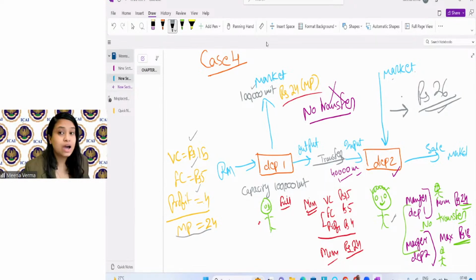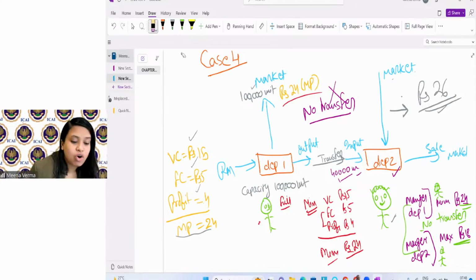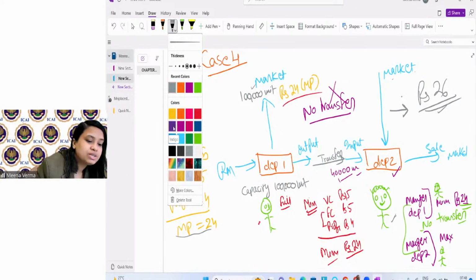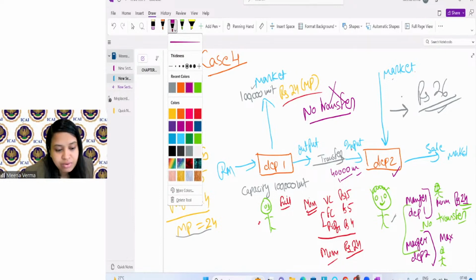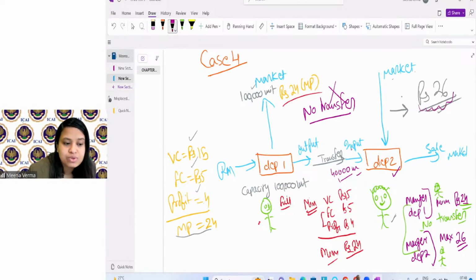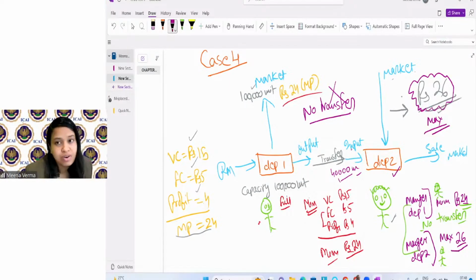Yes, now the transfer will take place. The manager of department 2 will agree to pay a maximum of 26 rupees, because now he can buy the same product from the outside market at rupees 26. So he will pay a maximum of 26 rupees for the transfer.